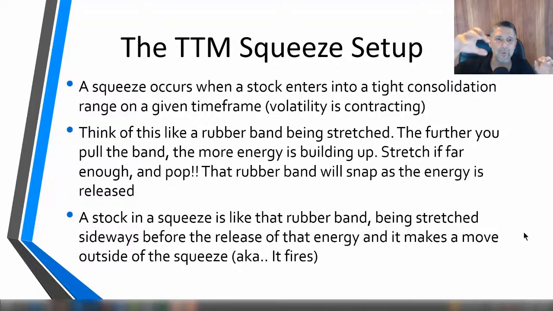So that's why I put on any given time frame, because regardless of the time frame that you are watching, this squeeze, which is a volatility contracting, right? Bollinger Bands inside the Keltner channel, it can occur. I want you to think of a rubber band, right, that's stretched. You got this rubber band, you're stretching it. So the further you pull the band, the more energy that's been building up. And what happens is if you stretch it far enough, pop. Right? That band, bam, it releases that energy.